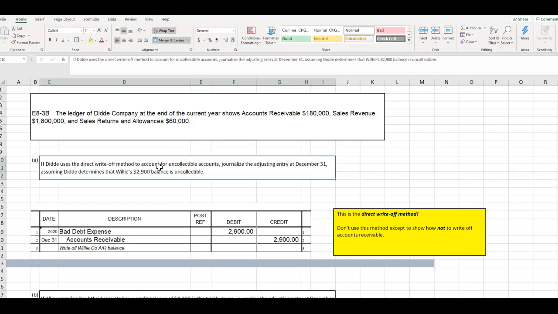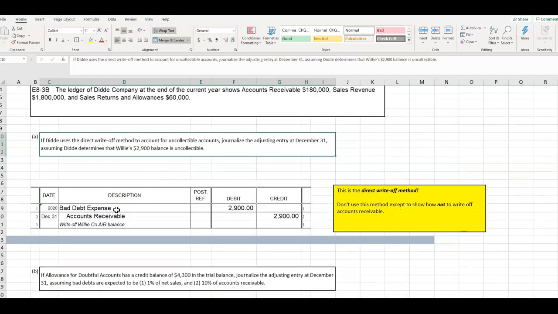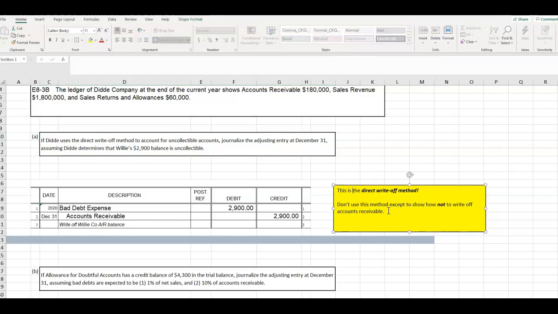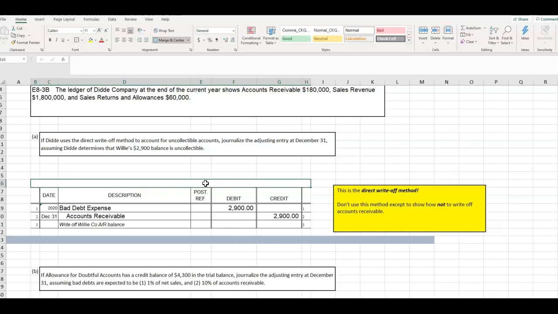If they use the direct write-off method, journalize the entry on December 31st to write off Willie's account, $2,900. Debit bad debt expense, credit accounts receivable, $2,900. This is wrong. This is not good. I've put it over here in yellow. Don't use this method except to show how not to do it. You'll have an entry like this probably on the quiz, probably on the homework. But don't forget that this is just showing how people do it who don't know how to do it.